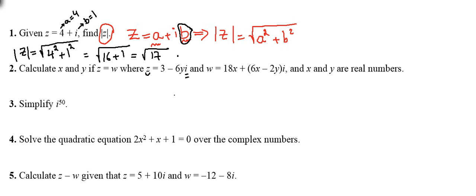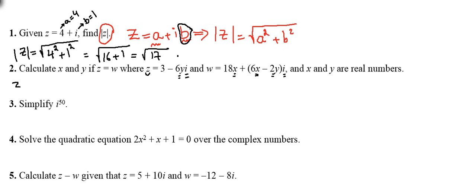There is an imaginary part. w is also a complex number. There is an imaginary part. And x and y are real numbers. These are real numbers, x and y. i only is the imaginary number, right? That's great. So, how to find x and y if z equal w?